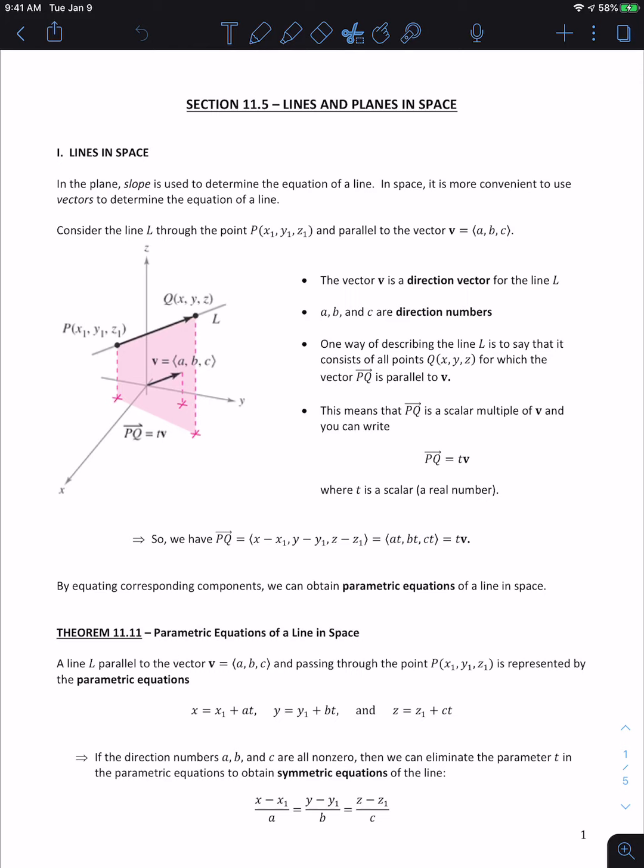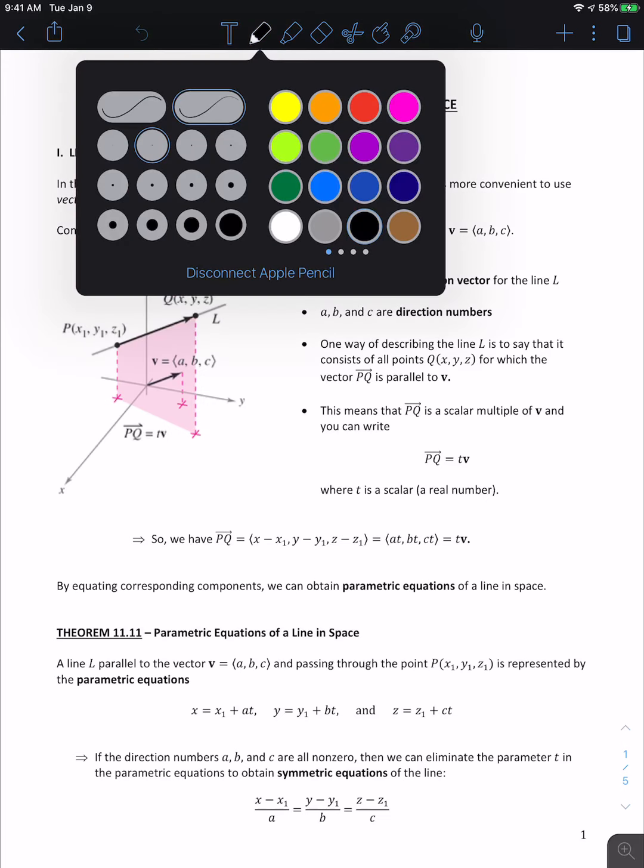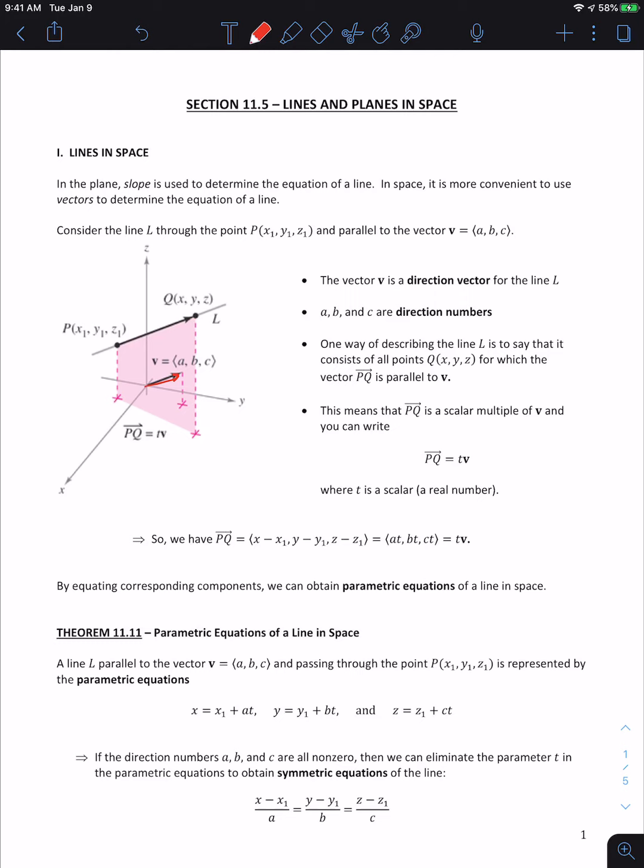So let's consider the line L passing through the point P, which is x sub 1, y sub 1, and z sub 1, and parallel to the vector V, which is ABC. So in our picture here, this is our vector V sticking out from the origin, and this is my point P. And so the vector V is what we're going to call the direction vector for the line L. In this case, the line L is just the line from P to Q. And A, B, and C, which are the coordinates of the vector, are called the direction numbers.